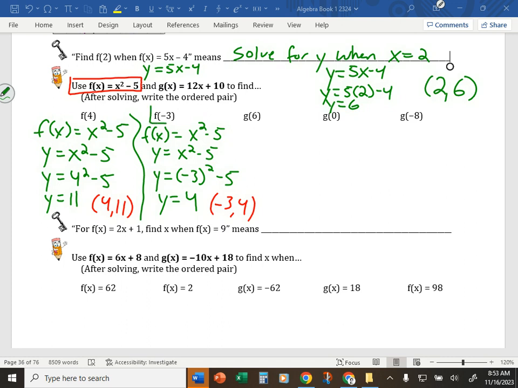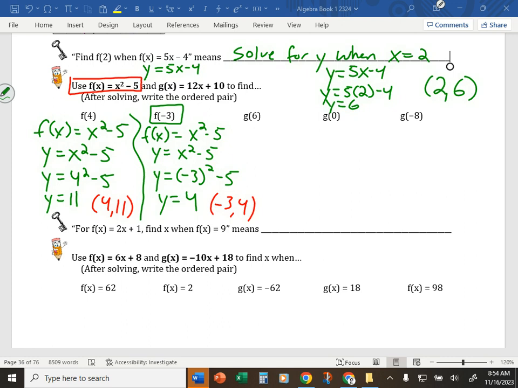Okay. F of -3. Which equation are we plugging -3 into? F of x. That's why I have it written here, right? X squared minus 5. F of x is just a fancy way to write y, because if we're given a value for x, we're solving for y. So I just replaced f of x with y, and then I took this -3 and plugged it in for x in the equation.